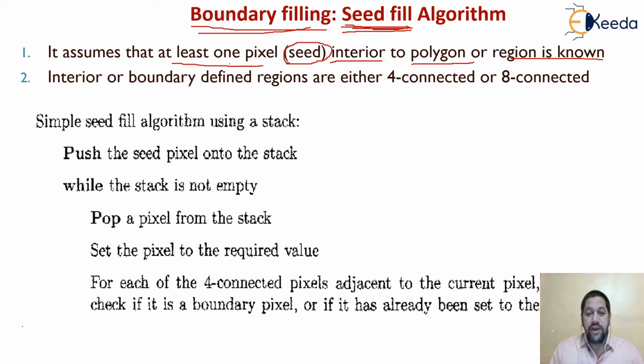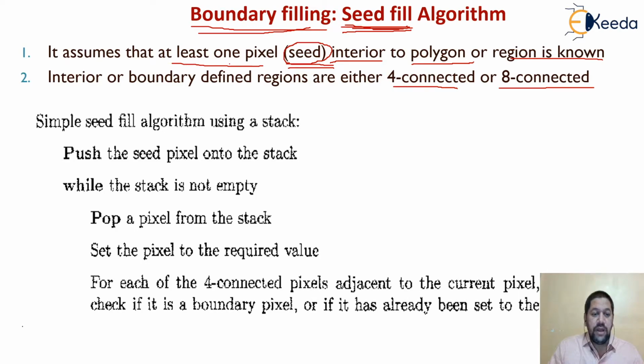What is my requirement of the seed fill algorithm is that I must know at least one pixel which is inside the polygon, and that pixel is called a seed pixel. Now, after knowing the seed pixel, interior or boundary defined regions are either 4 connected, or I will use them as 8 connected. Just now we have seen I can use the 4 connected, or I can use the 8 connected.